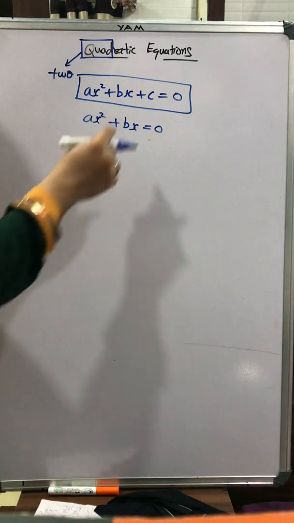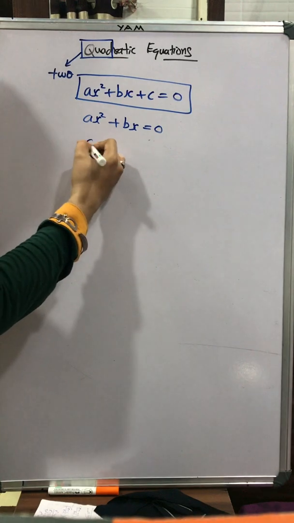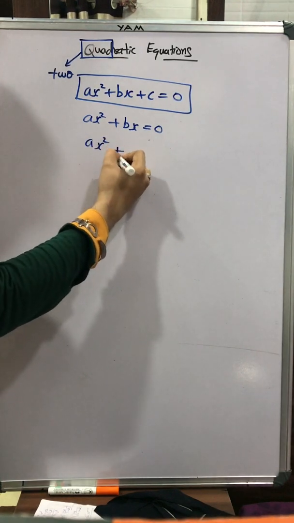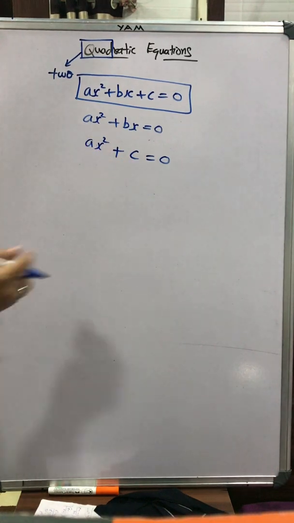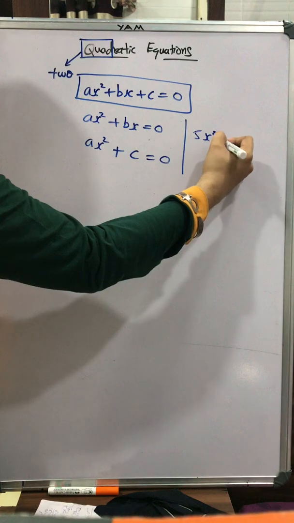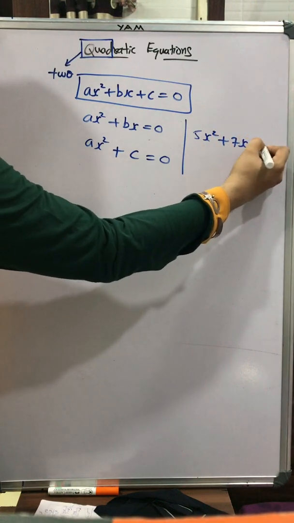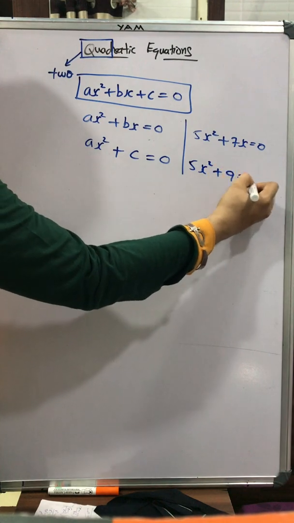The only thing here is the value of c is 0. In other words, I can say ax square plus c equal to 0. This is also a quadratic equation. Let me give you all one example. This can be in the form of 5x square plus 7x equal to 0. This can be in the form of 5x square plus 9 equal to 0.